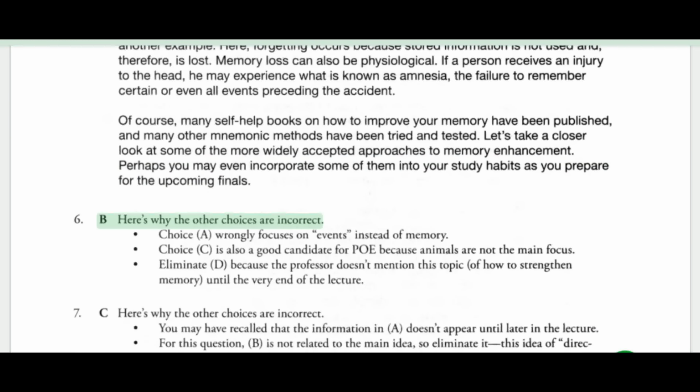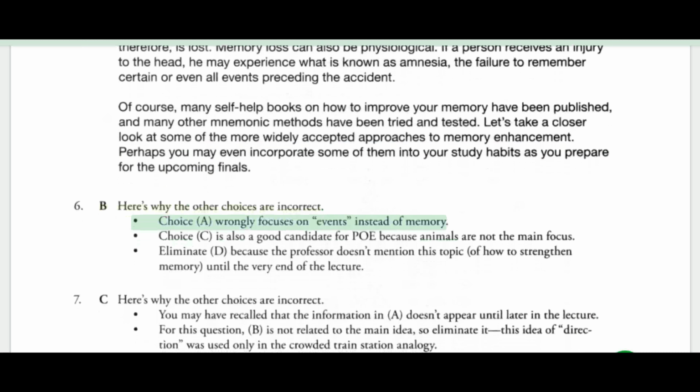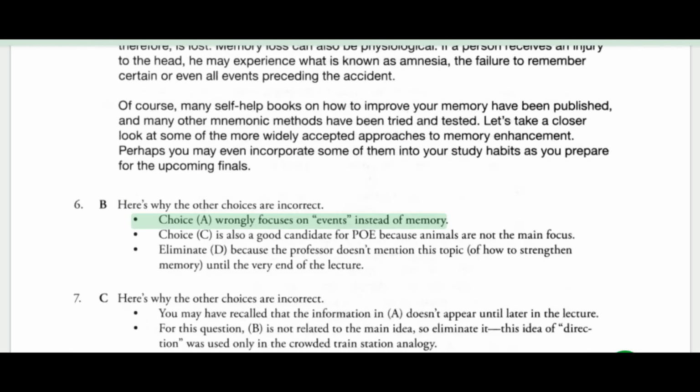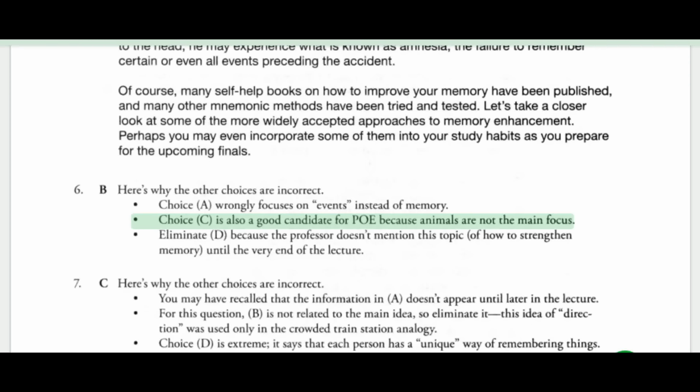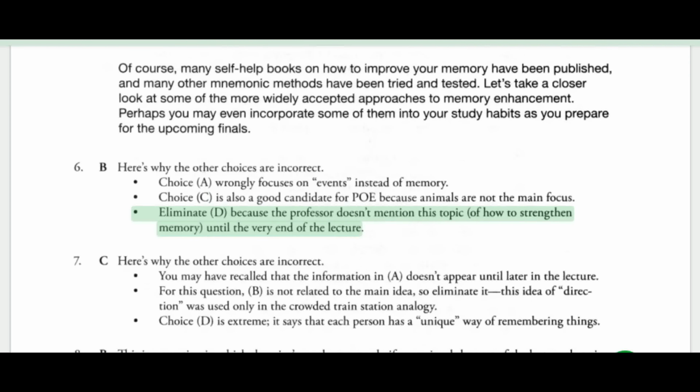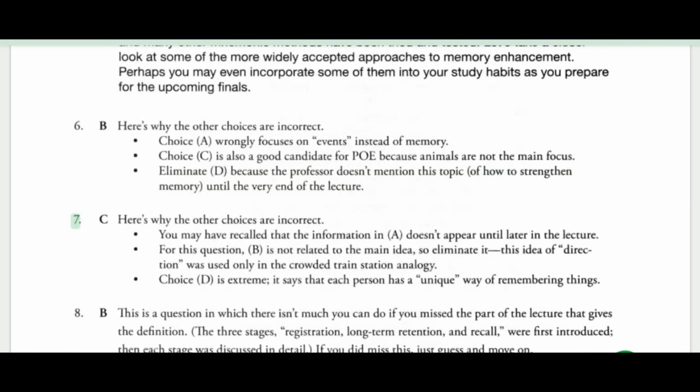6. B. Here's why the other choices are incorrect. Choice A wrongly focuses on events instead of memory. Choice C is also a good candidate for elimination because animals are not the main focus. Eliminate D because the professor doesn't mention this topic of how to strengthen memory until the very end of the lecture.